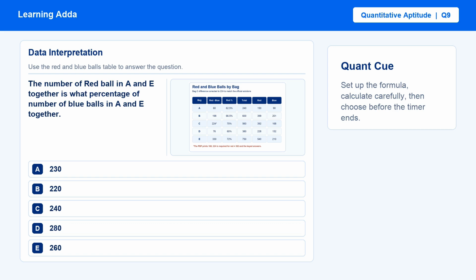Question 9. The number of red balls in A and E together is what percentage of number of blue balls in A and E together? Option A 230. Option B 220. Option C 240. Option D 280. Option E 260. The timer starts now.